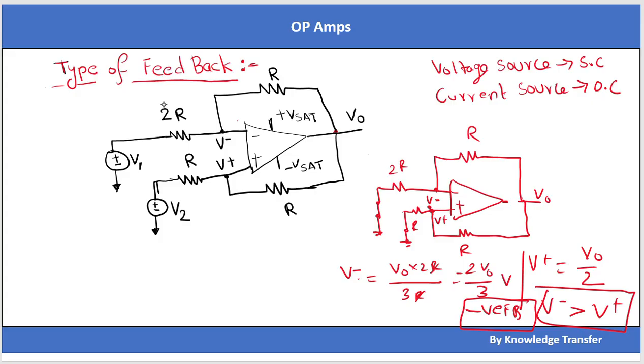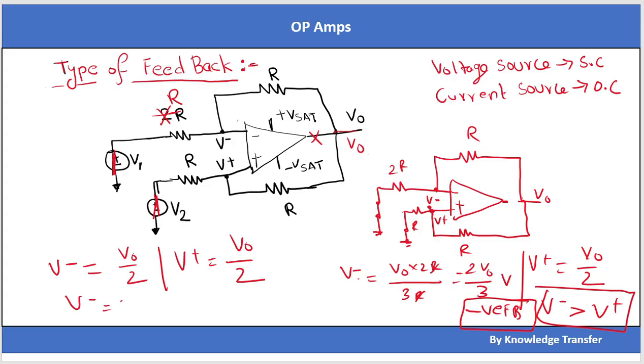Okay, let's change a small thing here. Instead of 2R here, let's assume I have replaced 2R with R. Then what is the feedback of the system? What will it become? If I short circuit this guy, short circuit this guy, and open here, and apply V naught voltage at this terminal, V minus will be V naught by 2. In the same way, V plus will be V naught by 2, and V minus equals V plus. That means there is no feedback to the system. So this is no feedback.